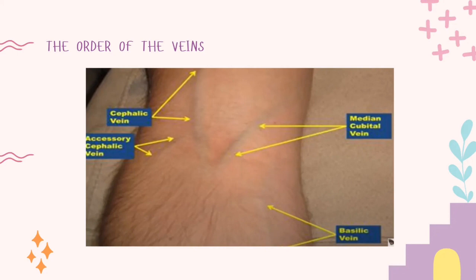And second, if the median cubital vein is not accessible, then this is the time that we should look at the cephalic vein. And now, if the cephalic vein is also not accessible, then we should take a look at the last. So, what is the last? This one is the basilic vein. The basilic vein is always considered last when inspecting an arm.